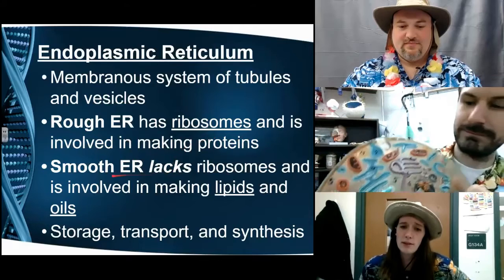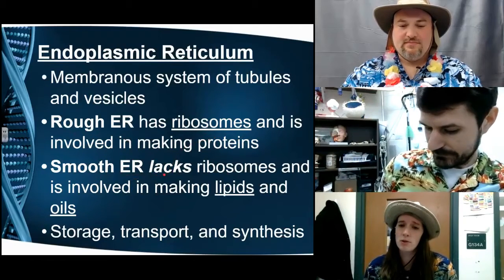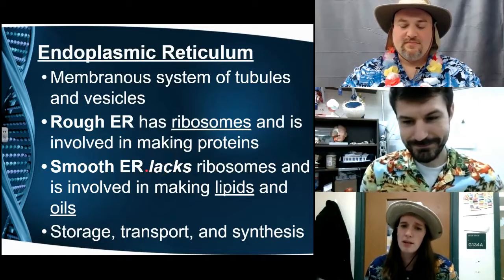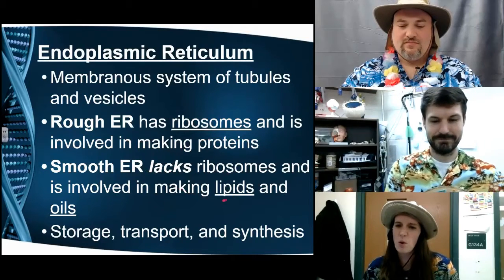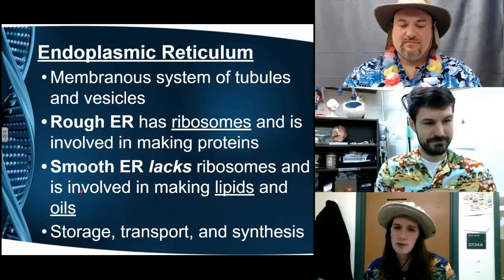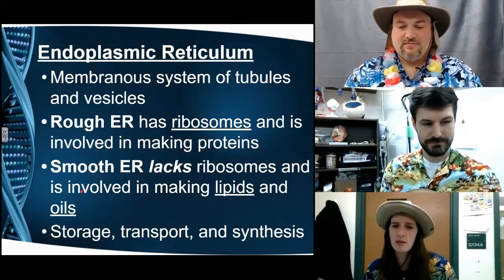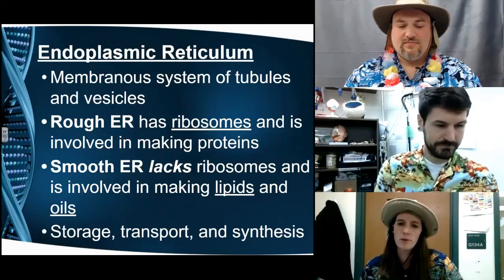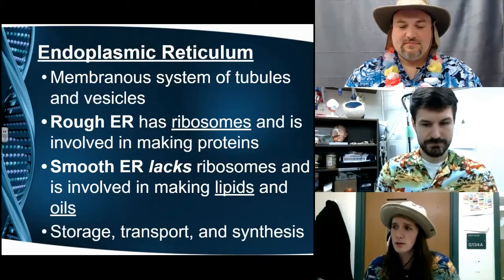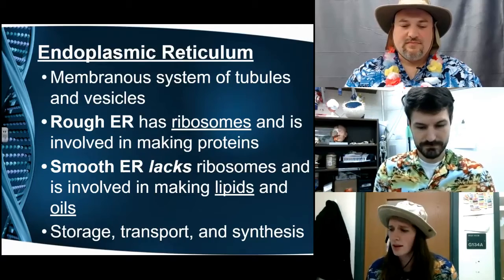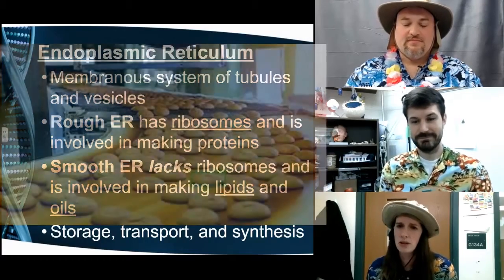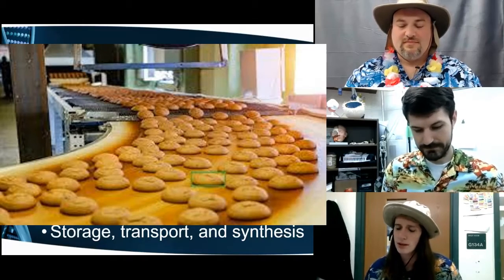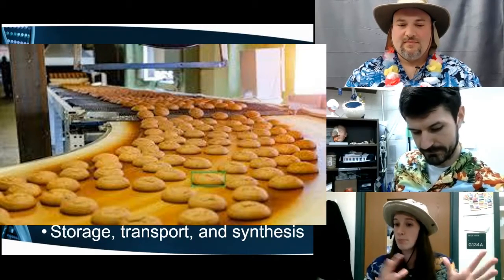And then our smooth ER lacks those ribosomes, so it does not have all those little dots on it. And instead, it's going to be involved in making lipids and oils. So our endoplasmic reticulum is for making various things: the rough is for making proteins, the smooth is for lipids and oils. And in our cookie factory analogy, this is kind of like the assembly line. It's moving things along to the different tools or mixers or things that need to be accomplished to make the cookies.